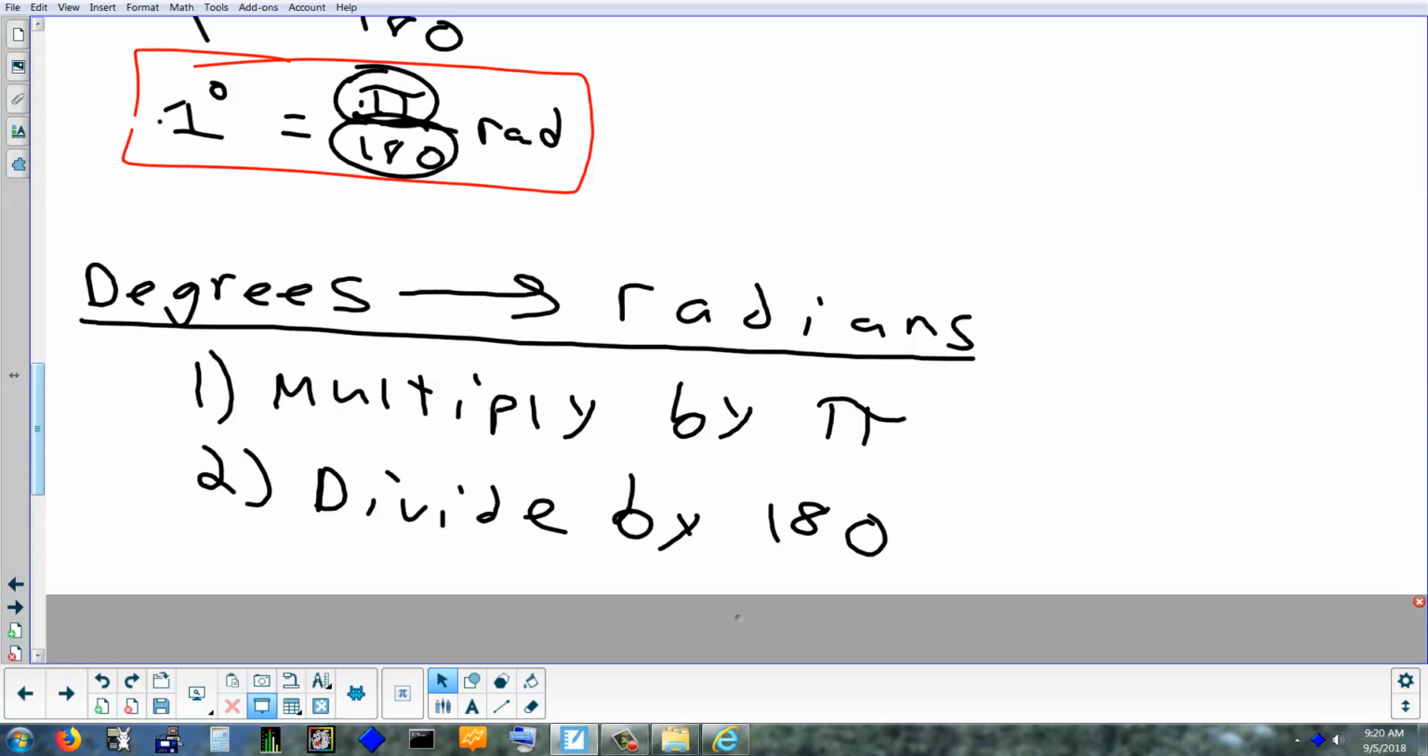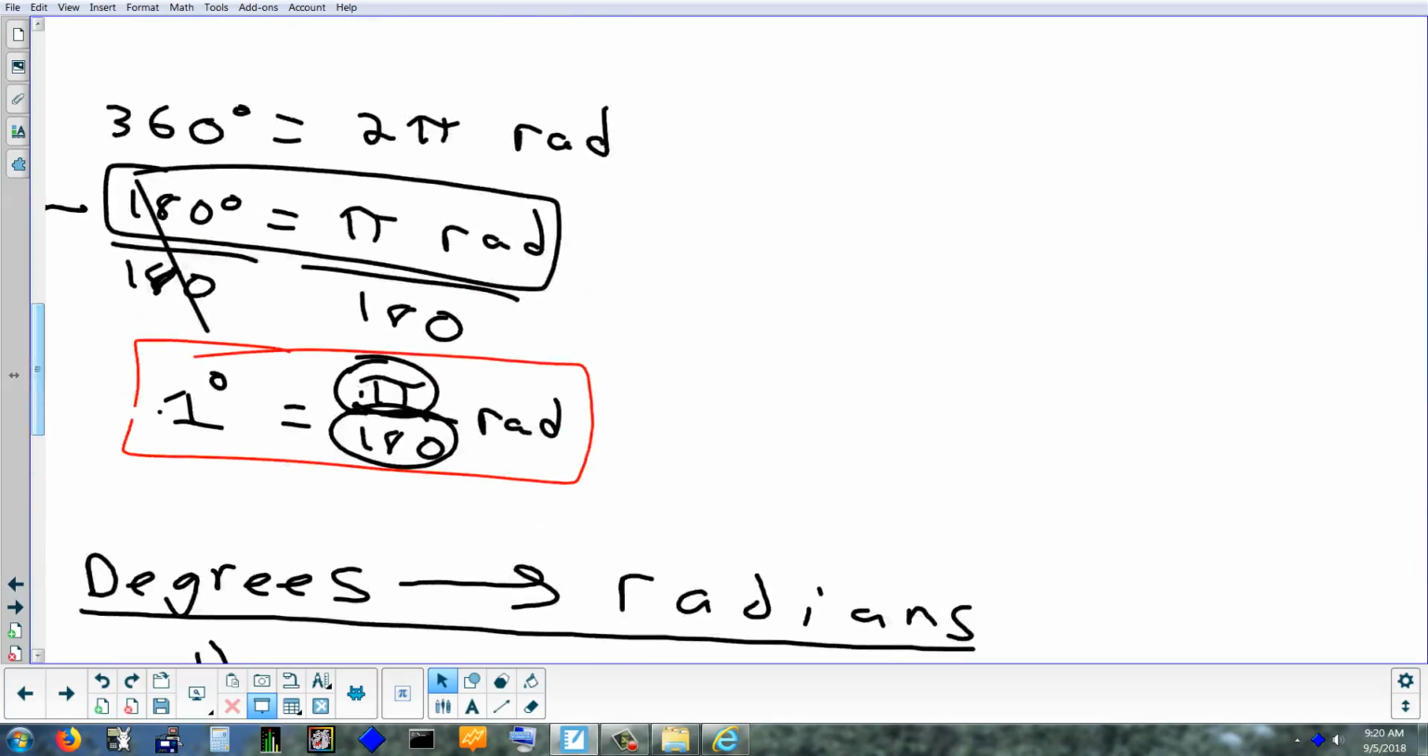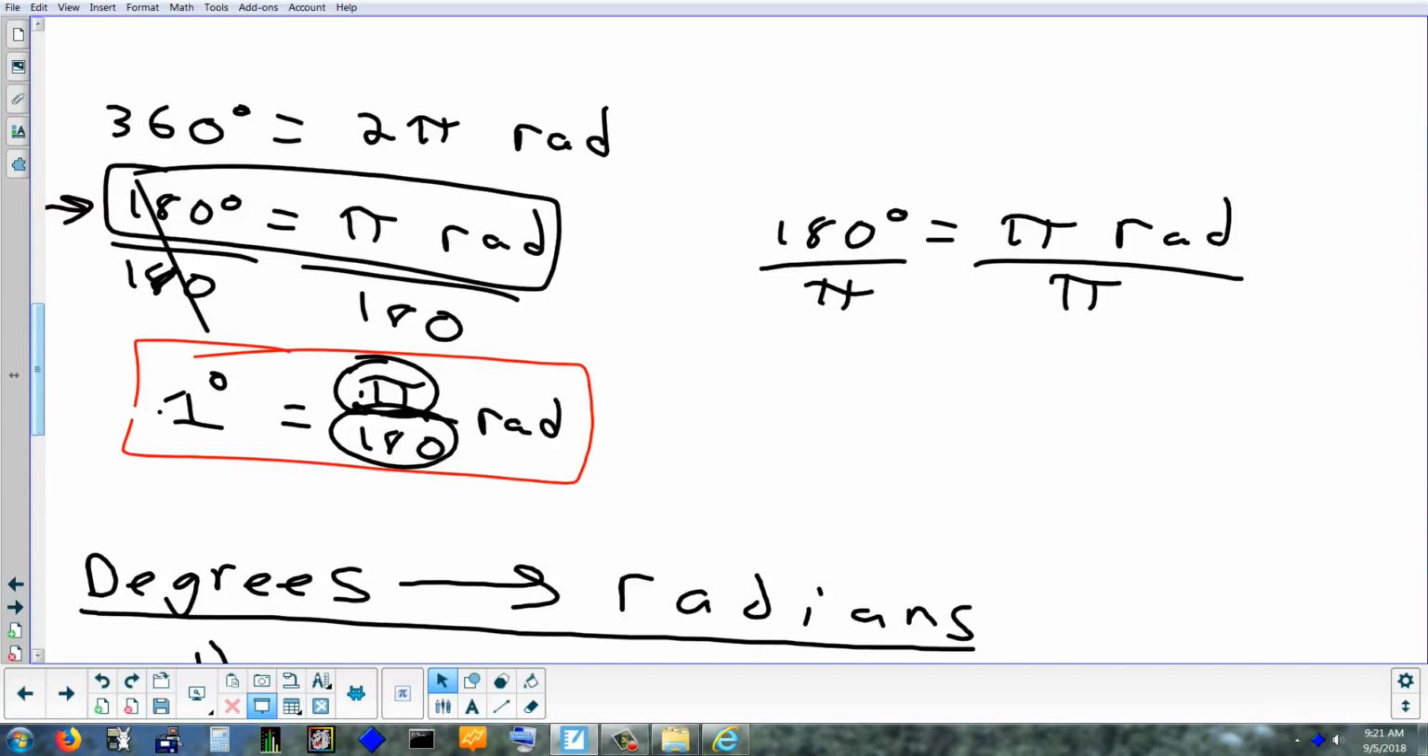All right, so that gives us a way to change degrees to radians, but we also want to have a way to go back, change radians to degrees. For that, we're going to go back to this box in black. To get the box below it in red, what did I do on both sides? Divided by 180. I divided by 180 to get a 1 on the left. Well, let's take the same thing, except this time I want to get a 1 on the right. So what would I do to make that happen? Yep. Divide by pi.